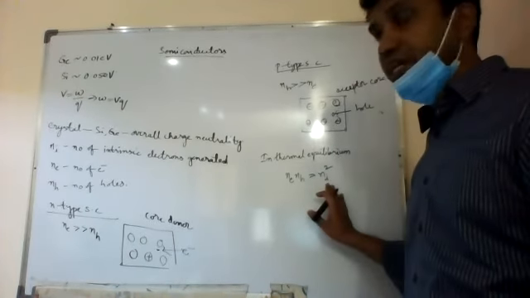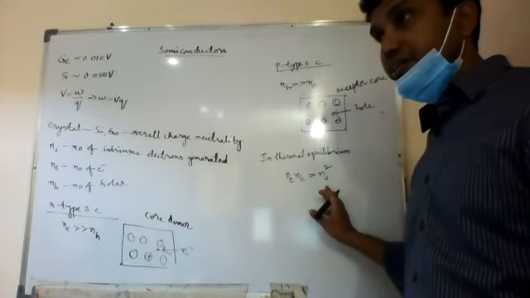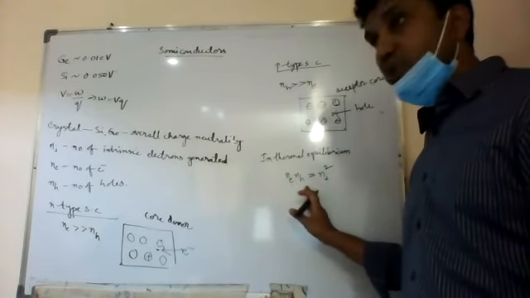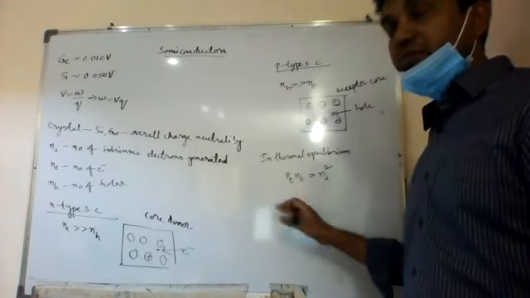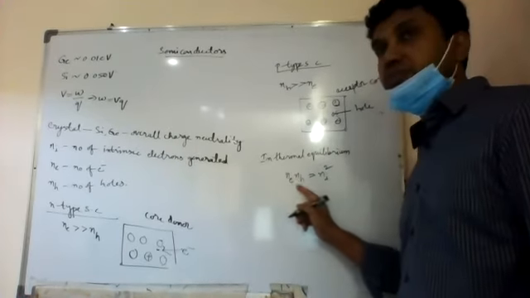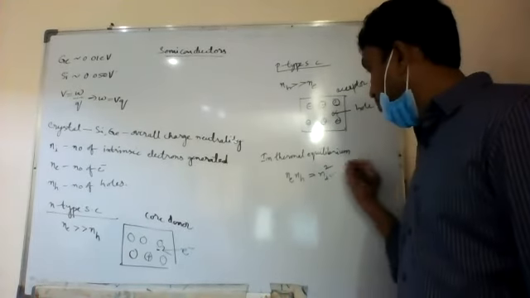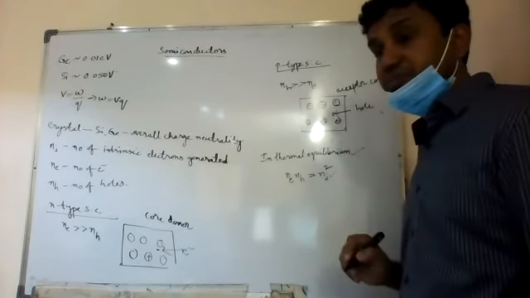If you take a pure semiconductor, the number of intrinsic carriers is Ni. But if you are taking an impure one, like a p-type or n-type semiconductor, the number of electrons multiplied by the number of holes will be the square of the intrinsic. This is applicable only when there is thermal equilibrium.